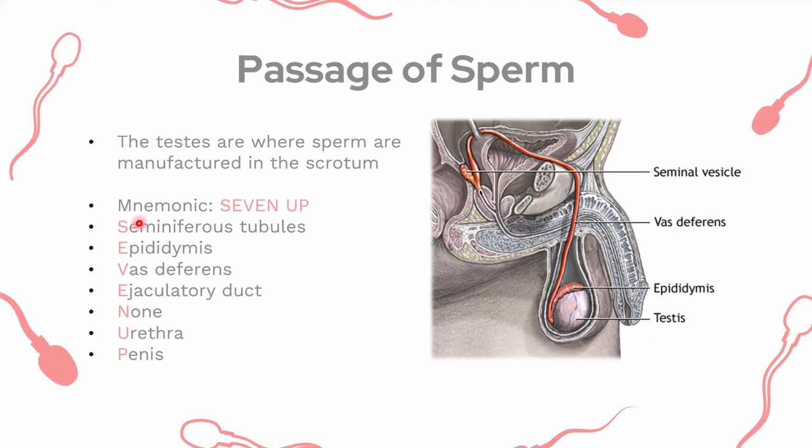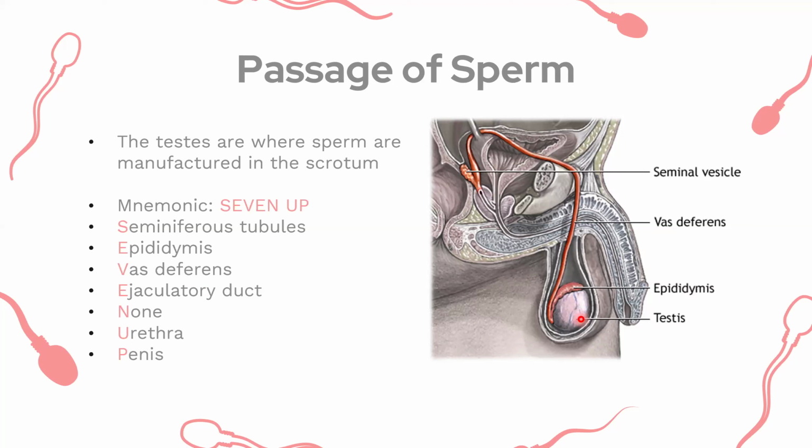So this is a nice mnemonic that I personally think helped me. As disgusting as it may be, you can think of 7-Up. So seminiferous tubules, and then it goes to the epididymis, and then it goes to the vas deferens, which are those tubes here that we can see. Then it is going to reach the seminal vesicle, obviously, but that's not in the mnemonic, so don't worry about it. And then the ejaculatory ducts, which open into the prostatic urethra, right? You guys did renal. And then the "none" is just for the mnemonic. And then the urethra itself and the penis, eventually, where it will be ejaculated.